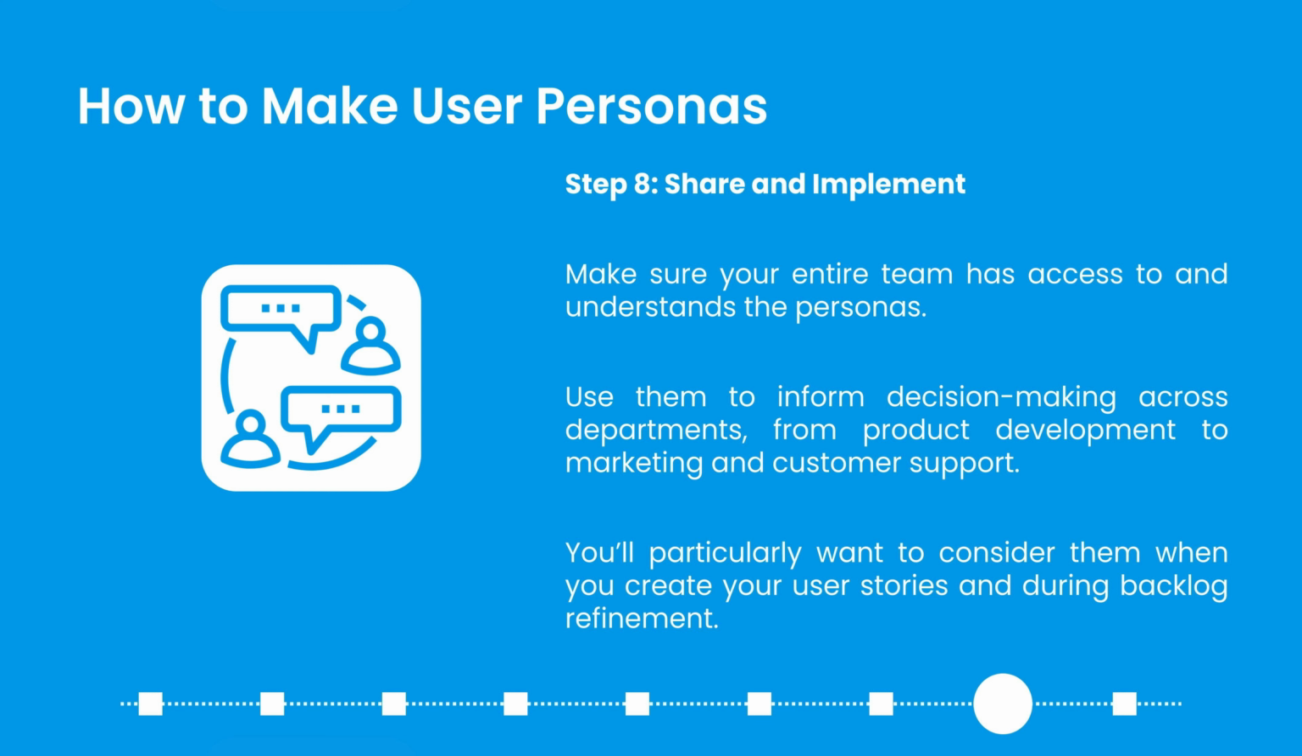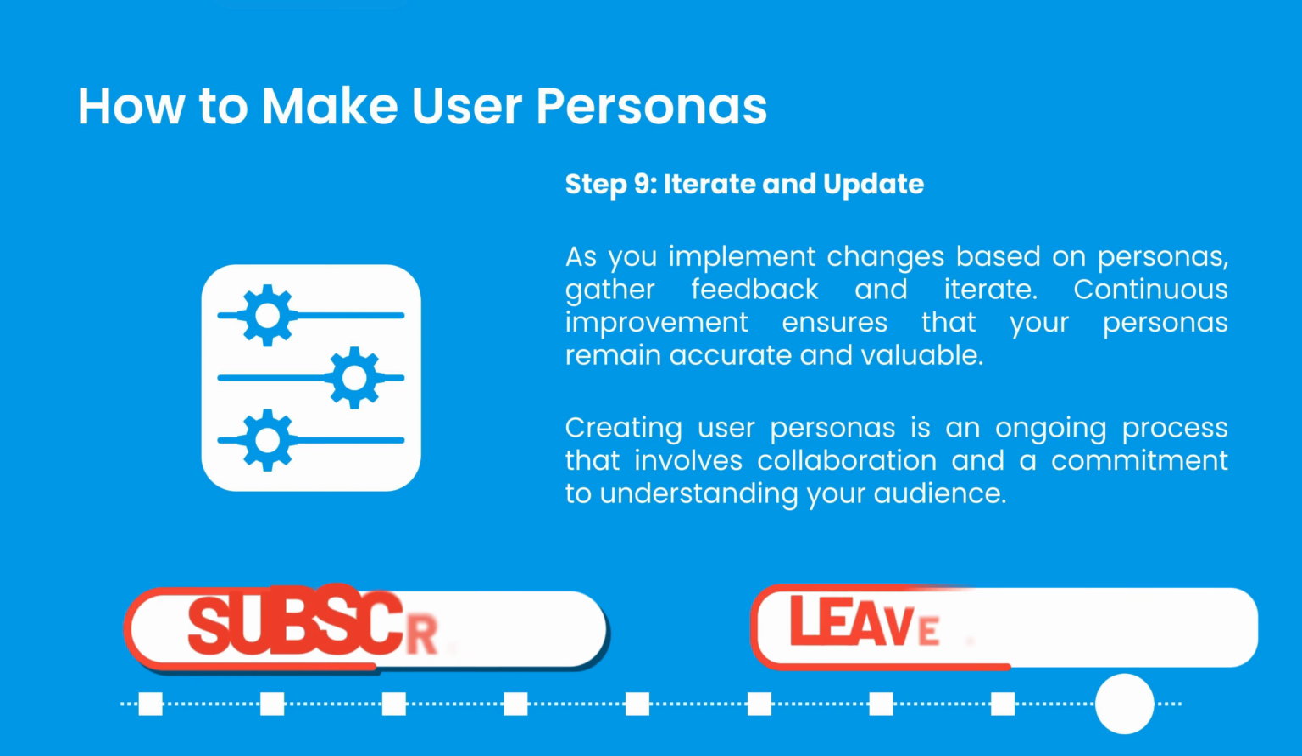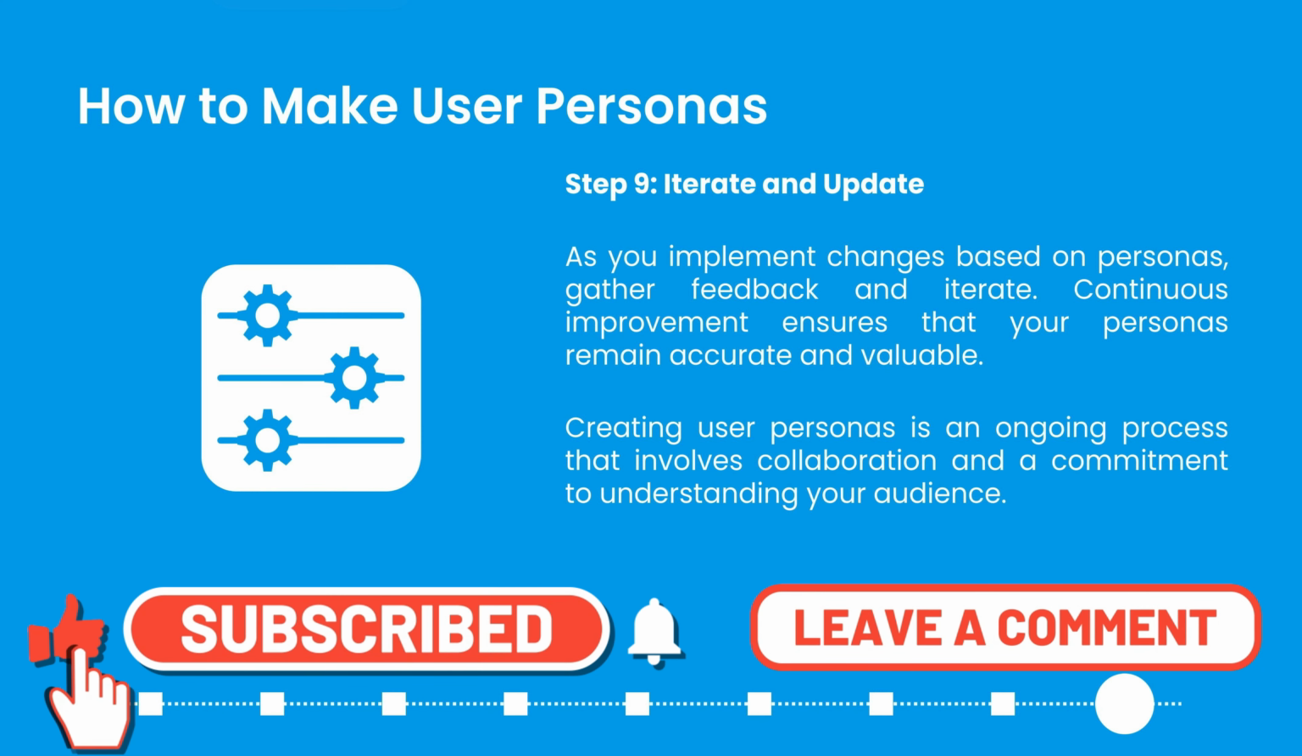And because we're Scrum and we inspect and adapt, we'll want to inspect and adapt, or test and refine is another way of saying it. You can iterate your product development based on your decisions on personas, but you also want to iterate your personas as well. So remember to keep looking at your analytics, maybe keep getting feedback from users and keep doing those interviews to further enhance, improve, and update your user personas to make sure that they stay accurate and valuable through the development process. Creating user personas is an ongoing process that involves collaboration and commitment to understanding your audience.